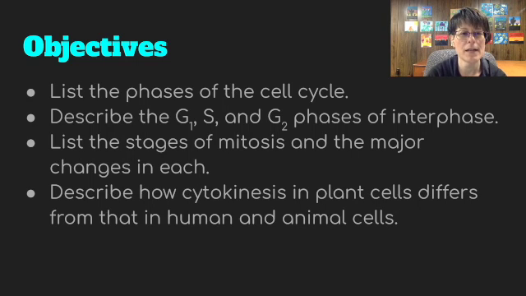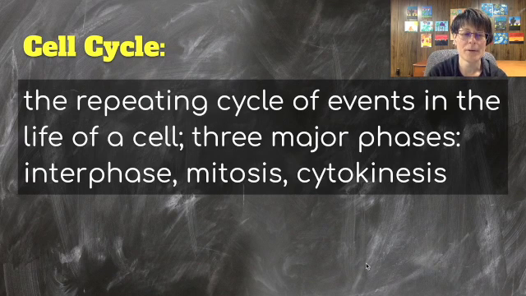So, our objectives today are to list the phases of the cell cycle, describe the G1, S, and G2 phases of interphase, list the stages of mitosis and the major changes in each, and describe how cytokinesis in plant cells differs from that in human and animal cells. So, let's begin by talking about the cell cycle.